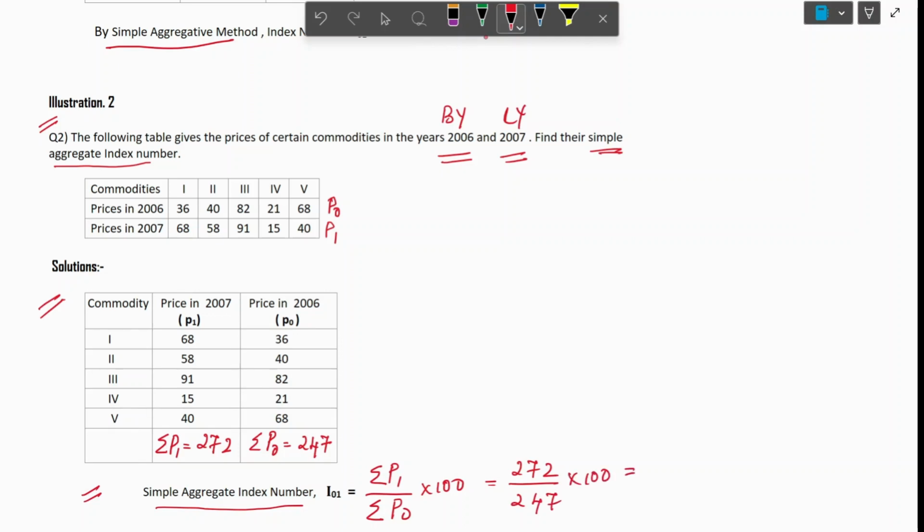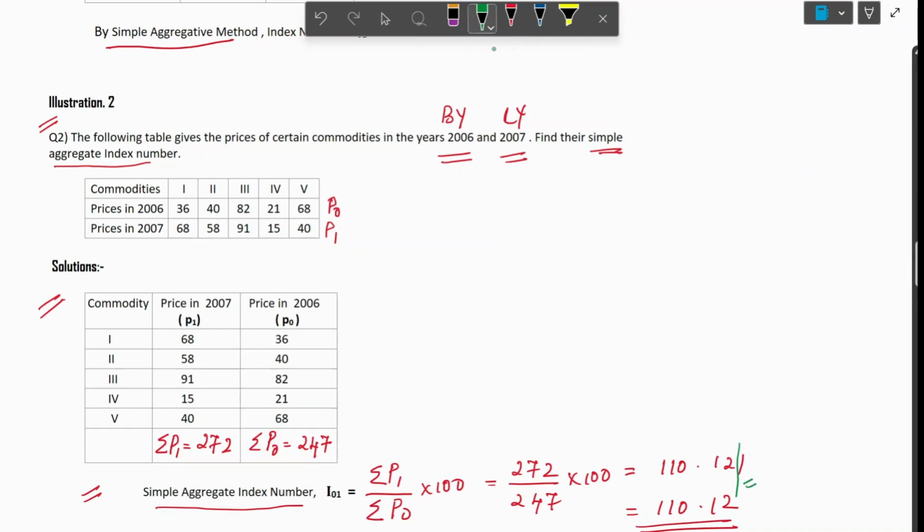You are getting the answer 110.121. You can write 110.12 with 2 digits after the decimal, because after 2, the digit is 1, so you can just leave it. That is 110.12. Therefore, these are the 2 examples which we solved for the simple aggregate method to find the index number as the simple aggregate index number.